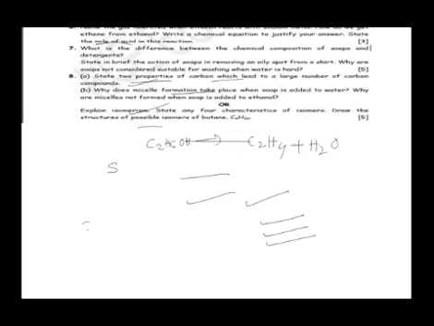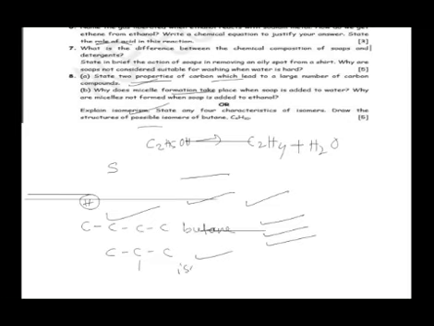So you can write it like this: carbons 1, 2, 3 and 4, and similarly C 1, 2, 3. But you have to fill in the hydrogens here. In the respective structures, this is your butane and this is your isobutane.